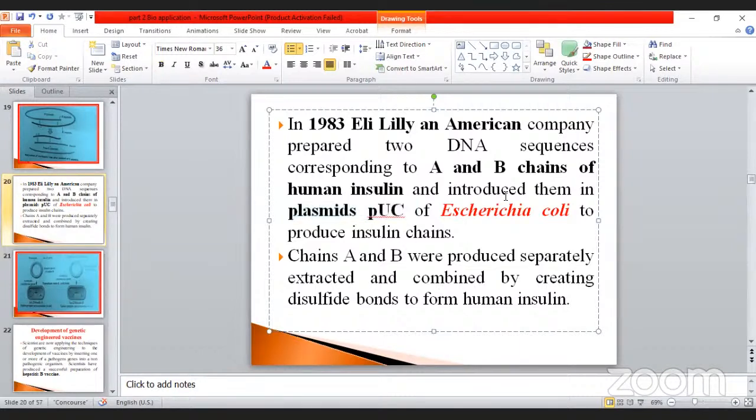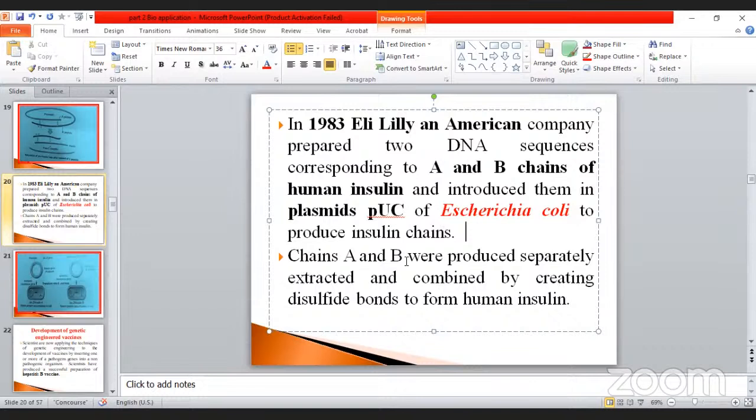Okay, don't forget, my dear student. Here the 3 questions are: who first introduced or prepared it? 1983, Eli Lilly, an American company. How many chains are there? A and B chains of human insulin. Which plasmid is responsible? pUC. And the host is Escherichia coli, to produce the insulin chains.